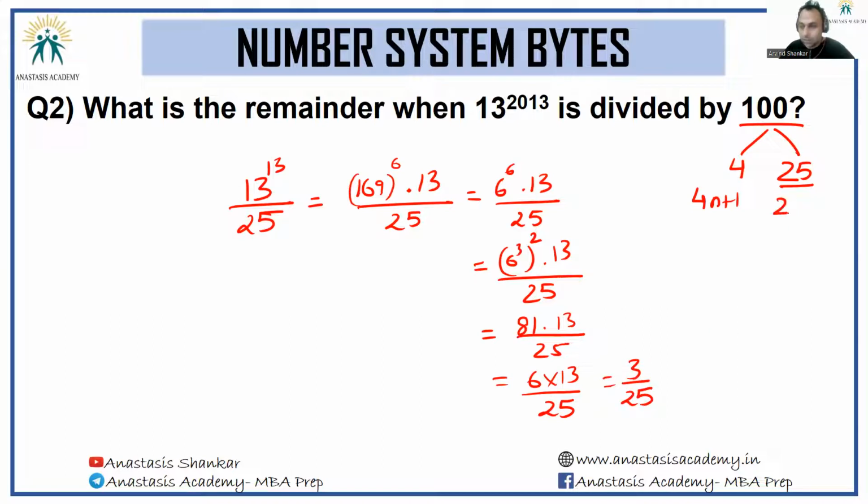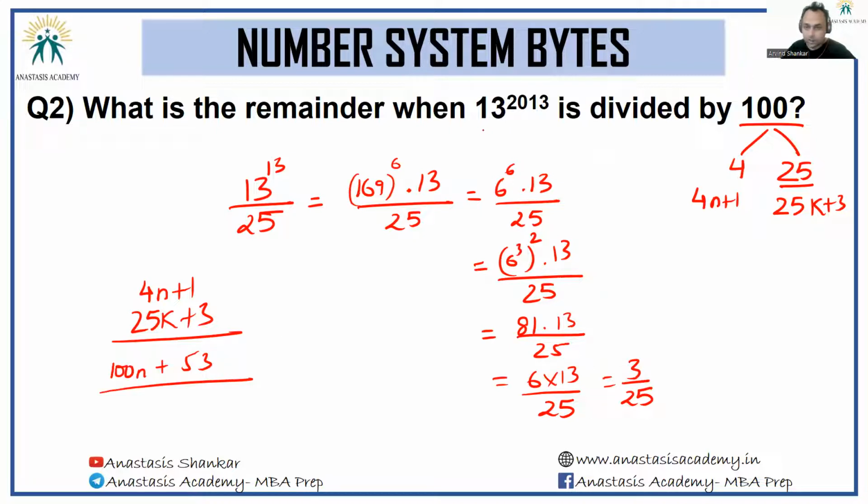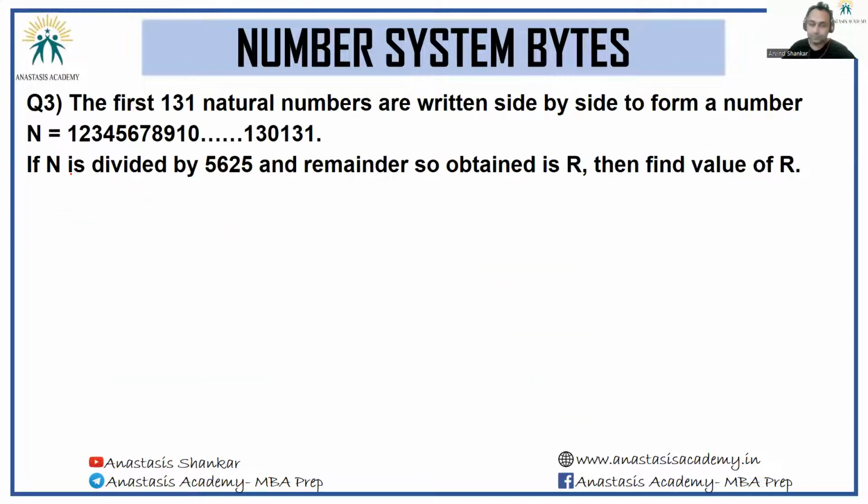So remainder with 25 is 25k plus 3. So I'm now seeking a number which is 4n plus 1 and 25k plus 3. The smallest such number is 53. Upon combining, we get that. So 13 raised by 2013 is 100n plus 53. Remainder upon division by 100 is 53.